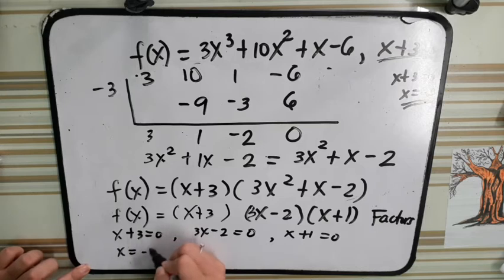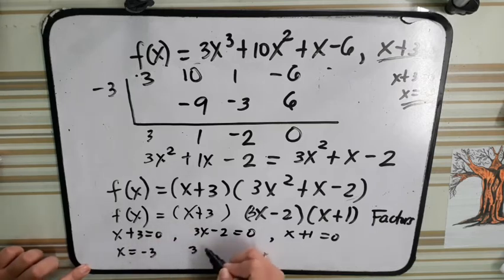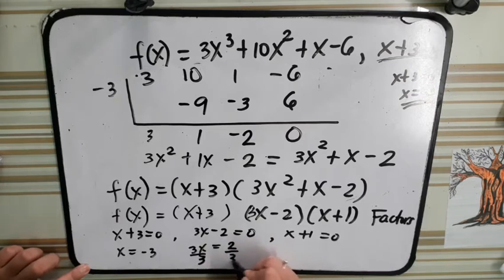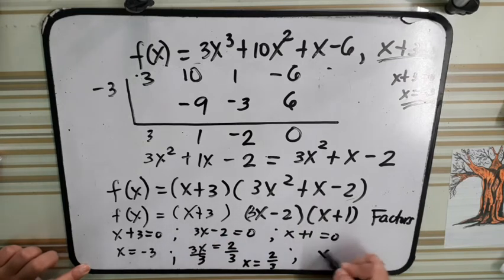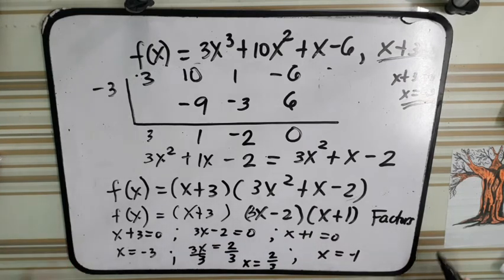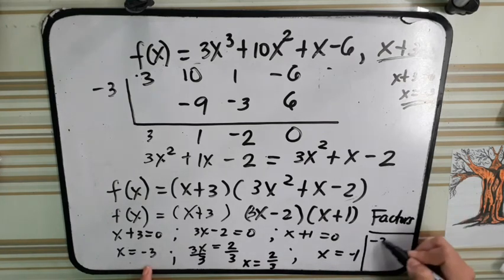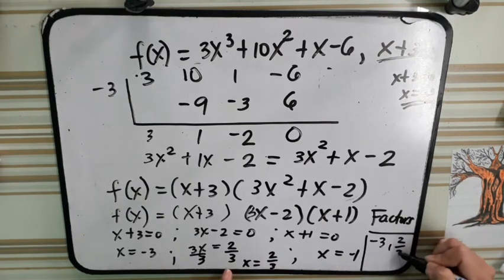In order for us to get the value of x, x is equal to -3. And the other one is 3x, so we need to move the constant over to then simplify. So our x is equal to 2/3. Then for the other one, x is equal to -1. So therefore, the zeros of our function are -3, 2/3, and -1.